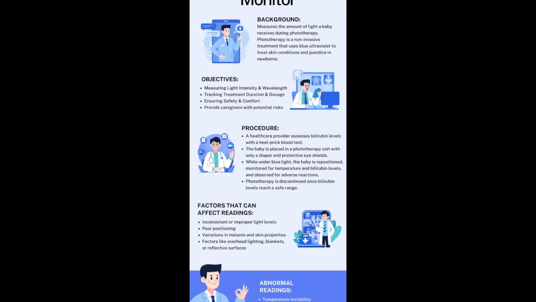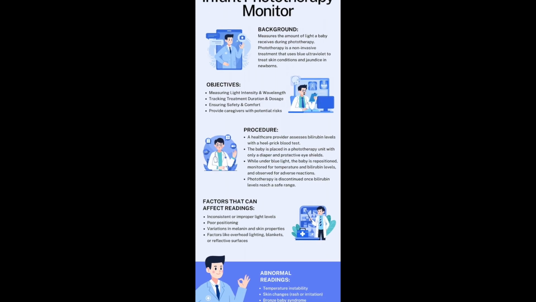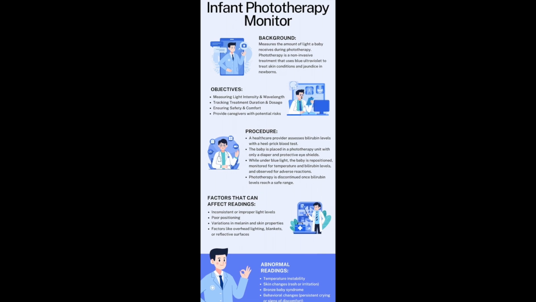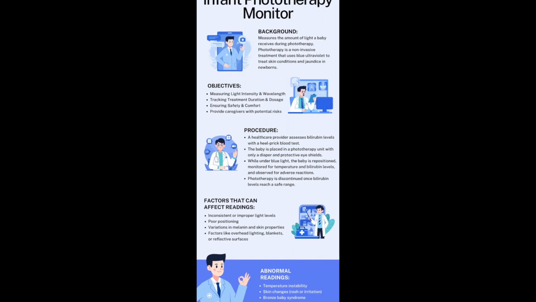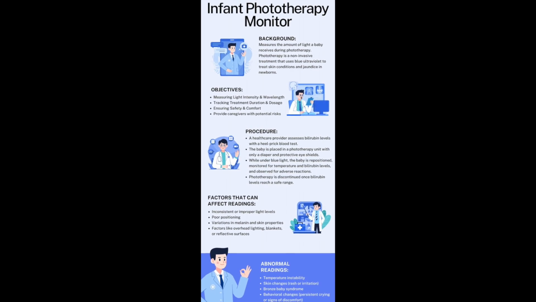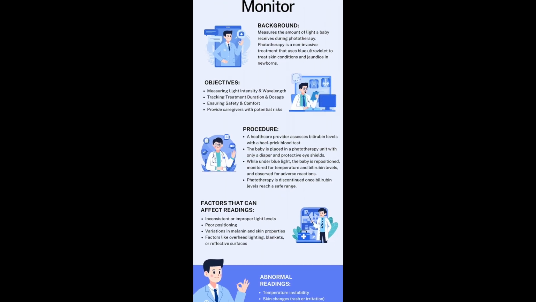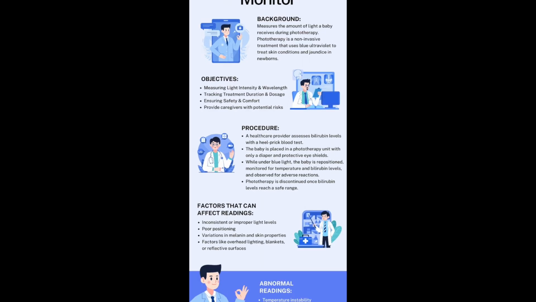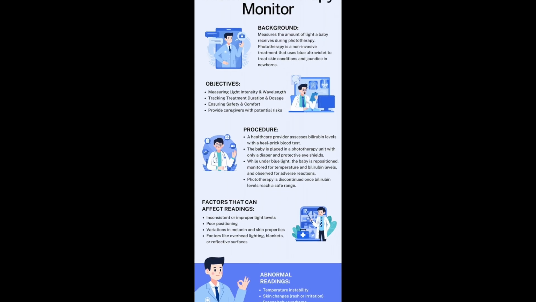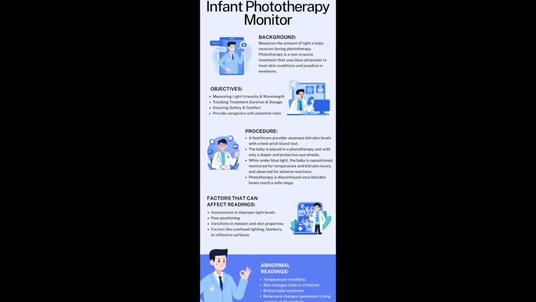The objectives of this training video are to understand the role of infant phototherapy monitors in treating neonatal jaundice, and to provide step-by-step instructions on how to properly set up the phototherapy equipment, position the infant, and adjust settings for safe and effective treatment. Using an infant phototherapy monitor involves a few key steps to ensure the baby receives the proper amount of light exposure while being kept safe. In today's audio, we will explain how to properly expose an infant to ultraviolet light.